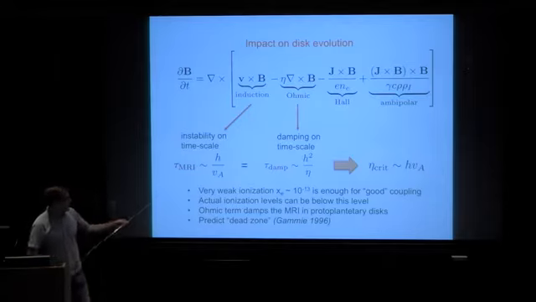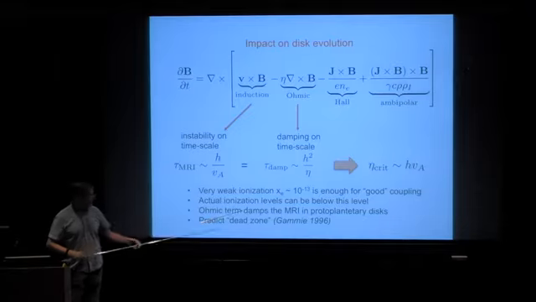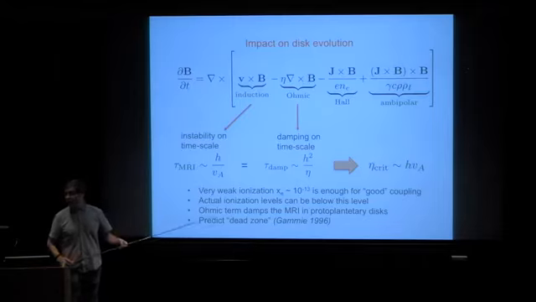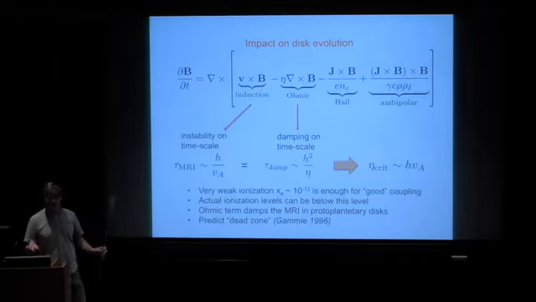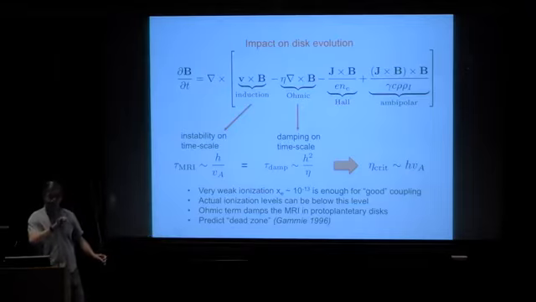If that's the case, then the ohmic term would be predicted to damp the MRI in protoplanetary disks. In the regions where that ohmic term is important, which would be fairly close to the star, it would reduce or suppress the effects of MHD turbulence. That gives rise to the concept of the dead zone, where at some points in the disk the turbulence has been really wound down by the non-ideal terms.